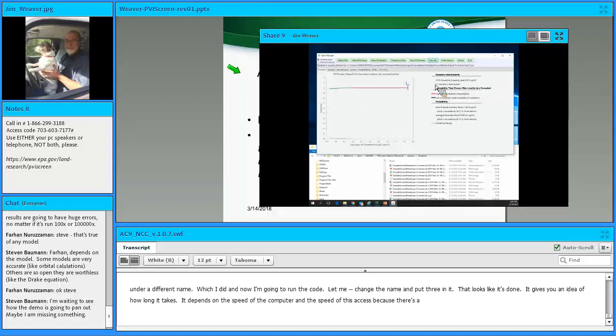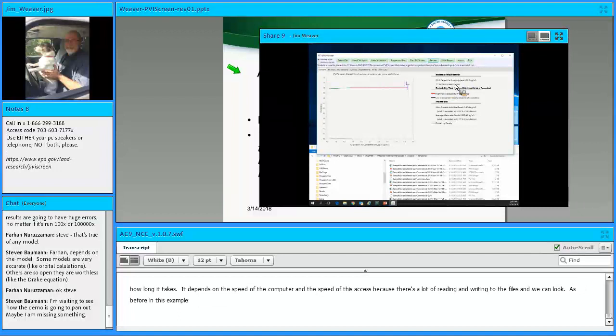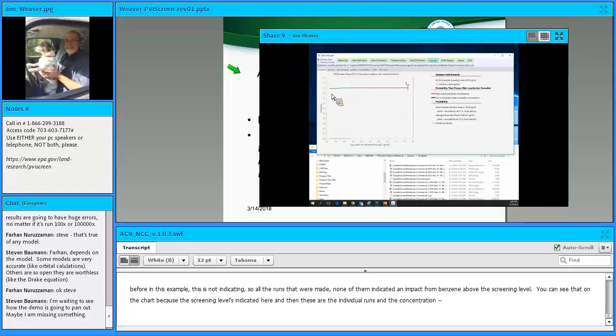And we can look, as before in this example, this is not indicating, so all the runs that were made, none of them indicated an impact from benzene above the screening level. You can see that on the chart because the screening level is indicated here, and then these are the individual runs, and the calculated concentrations are so low, they're below what's measurable, so they're not displayed, and they would go way off to the left.